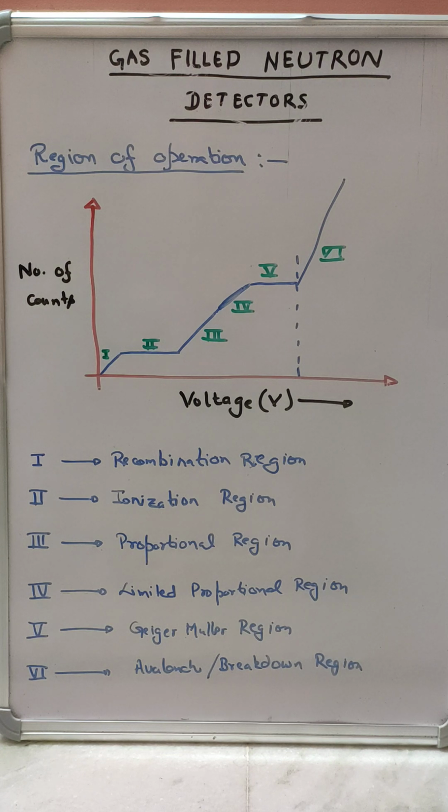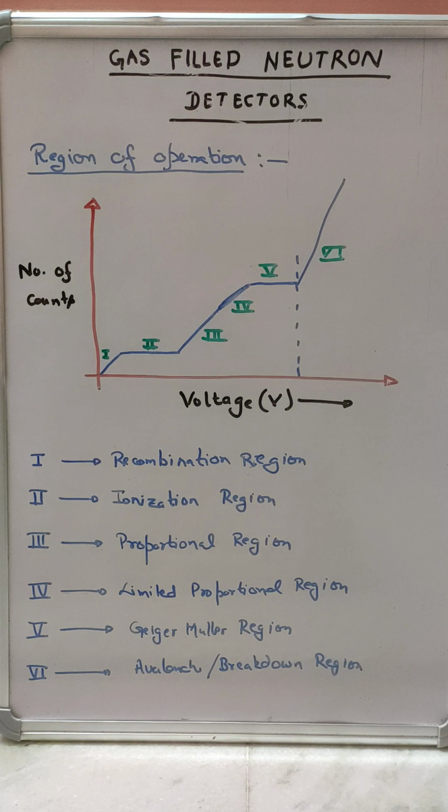Now if we further increase the voltage between anode and cathode, we move to region number 3, where the primary ion pairs produced have sufficient energy that during their movement they create secondary ion pairs, and we get primary plus secondary ion pairs. There is a proportionality between the applied voltage and the number of ion pairs collected at the anode and cathode. That's why this region is called the proportional region.